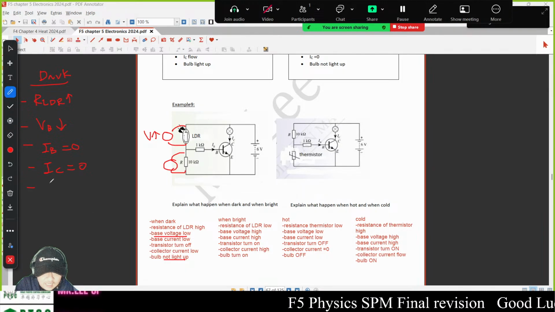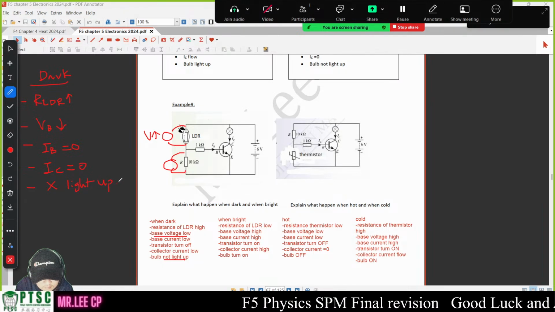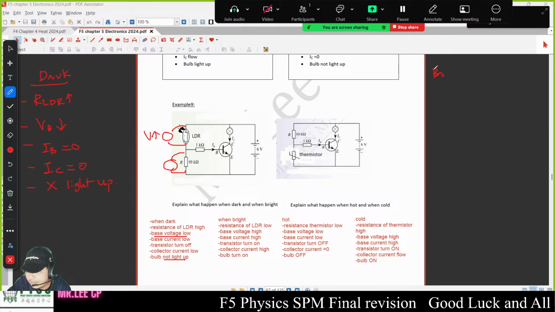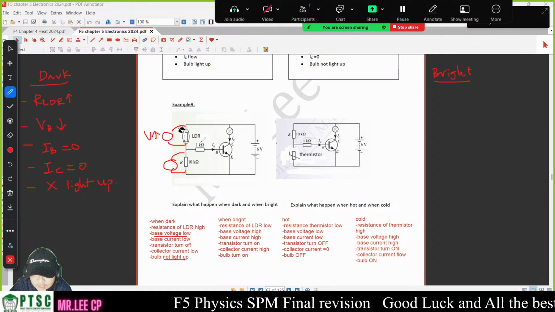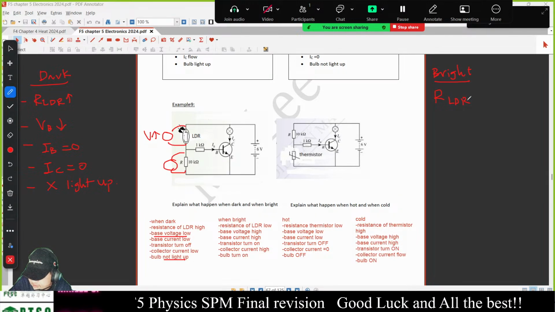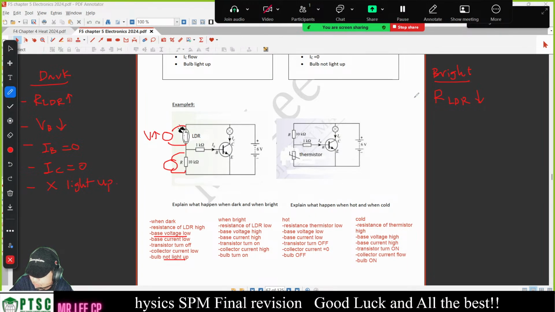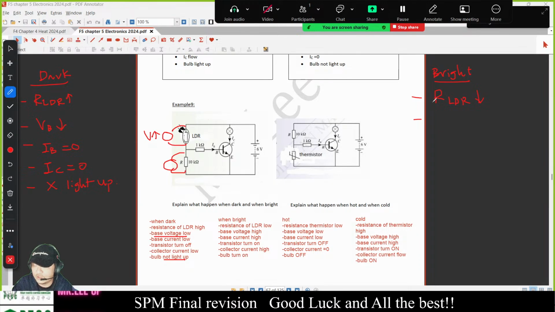It will not light up. When bright, we are going to see when bright. When bright, resistance of the LDR is low. Okay? Now, this one you need to memorize, no choice.